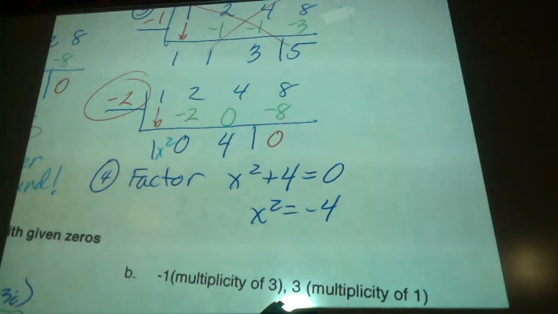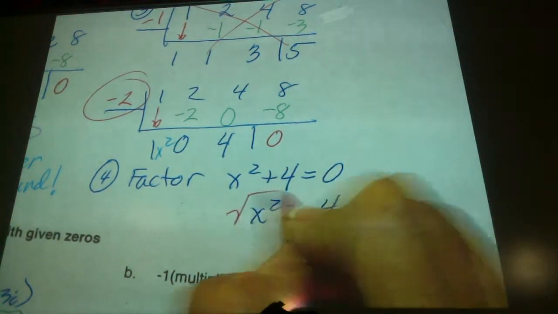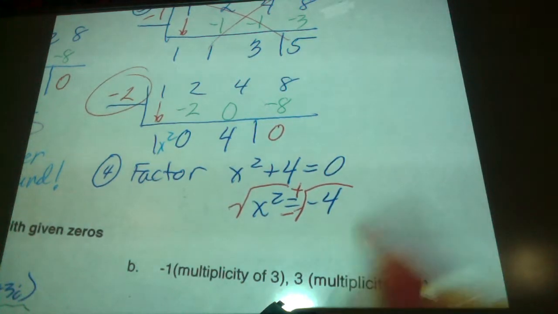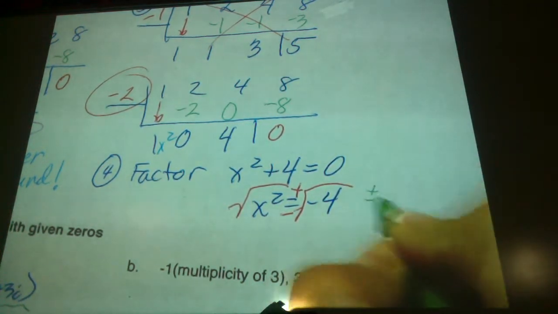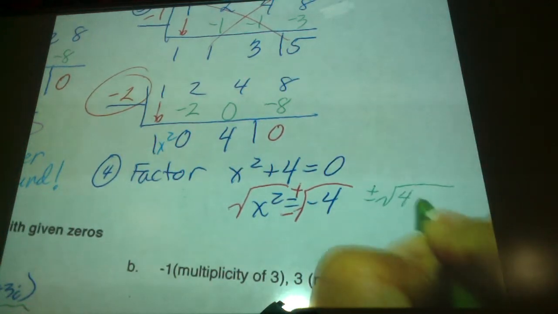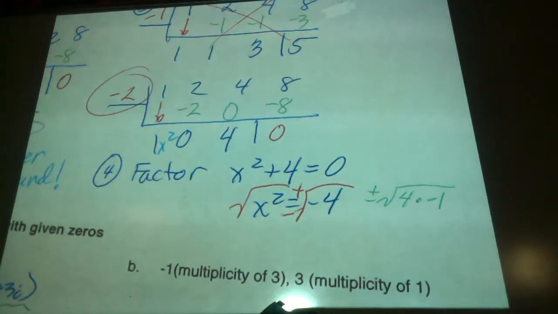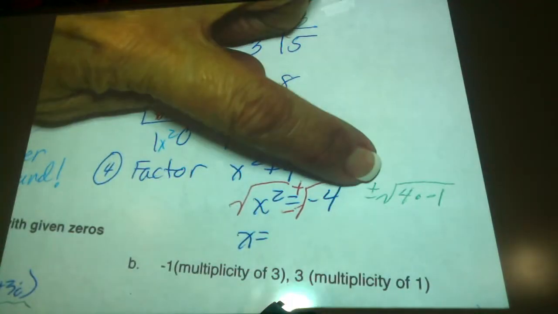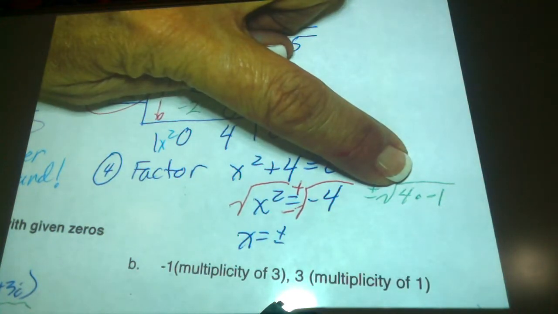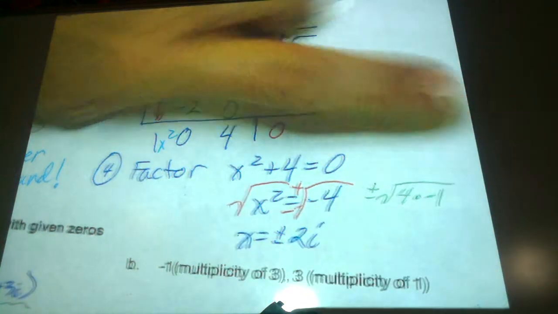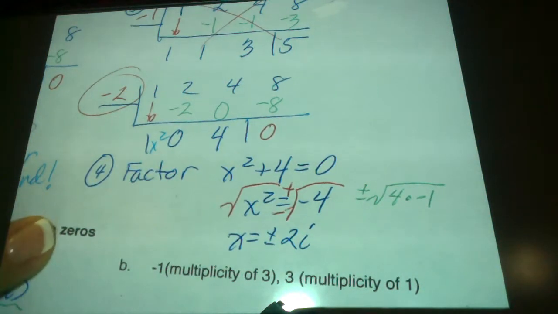How many solutions am I looking for? 2, because it's an x squared. So when I take the square root of both sides, it's plus or minus the square root of negative 4. Remember, this square root of negative 4 is really plus or minus the square root of 4 times negative 1. Right? So when I get x equals plus or minus, what's the square root of 4? 2. What do you write for the square root of negative 1? i. So that finishes out my zeros. So I have a positive 2i and a negative 2i.